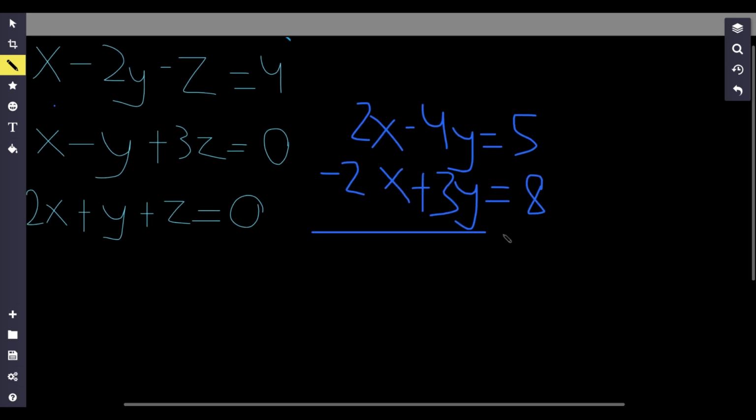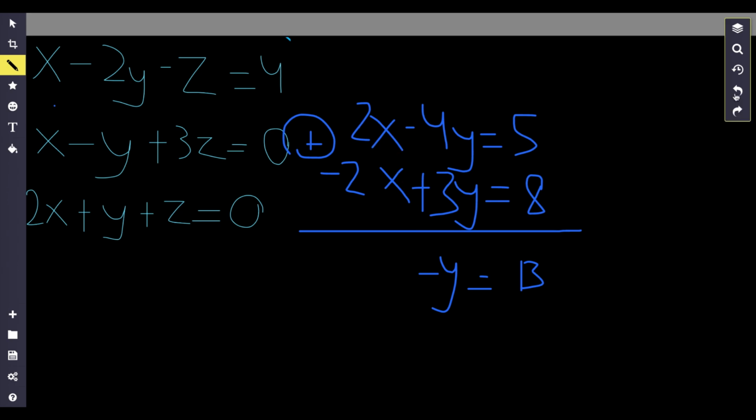What I can do is, you'll notice how we have a 2x on the top and a 2x on the bottom. So what I can do is I can add up these two equations together. 2x plus negative 2x is just going to be 0x. Negative 4y plus 3y is just negative y, and 5 plus 8 is just going to be equal to 13. So you notice elimination is useful because you literally just eliminate one of the variables from these two equations, and it makes it much easier to solve.